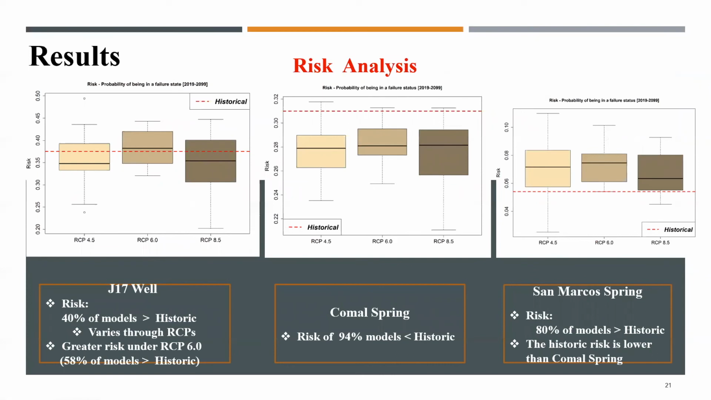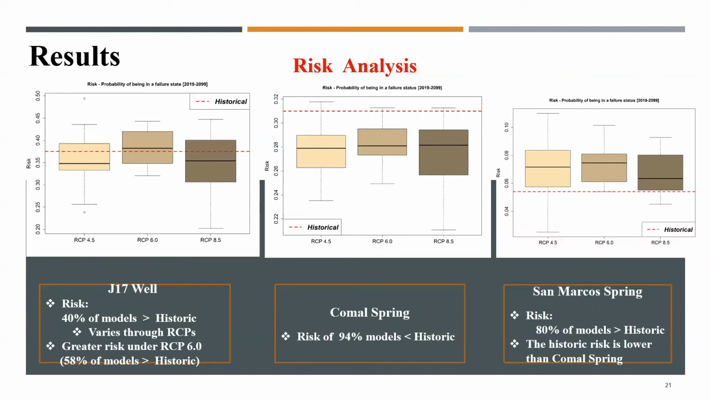Failure state is when you have to put in some sort of a conservation measure. You cannot pump as much as you are allowed to pump. And so what we typically see is that the risk goes up for several scenarios, although it varies quite a bit. Definitely, it goes up for most of the models and most of the downscaled data that we have gotten from a variety of different models.